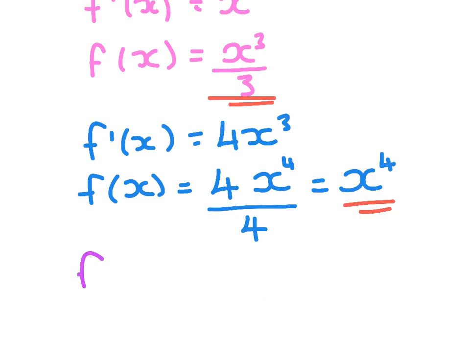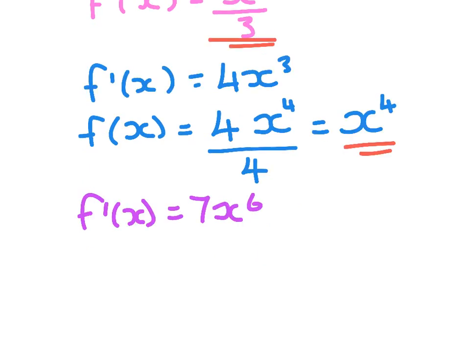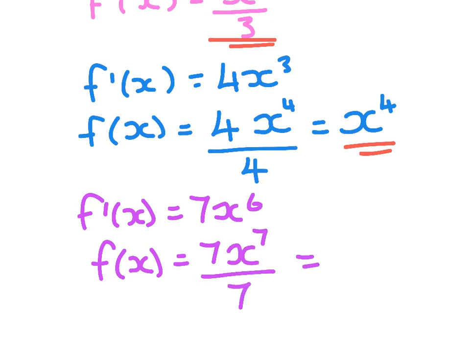Okay, I'm given a derivative of 7x to the power of 6. Why don't you have a think and see if you can work out what the undifferentiated function is going to be. The original function, I'm going to keep my 7 there. I'm going to increase my power by 1 and divide by the new power. The 7's simplify, and I get x to the power of 7.